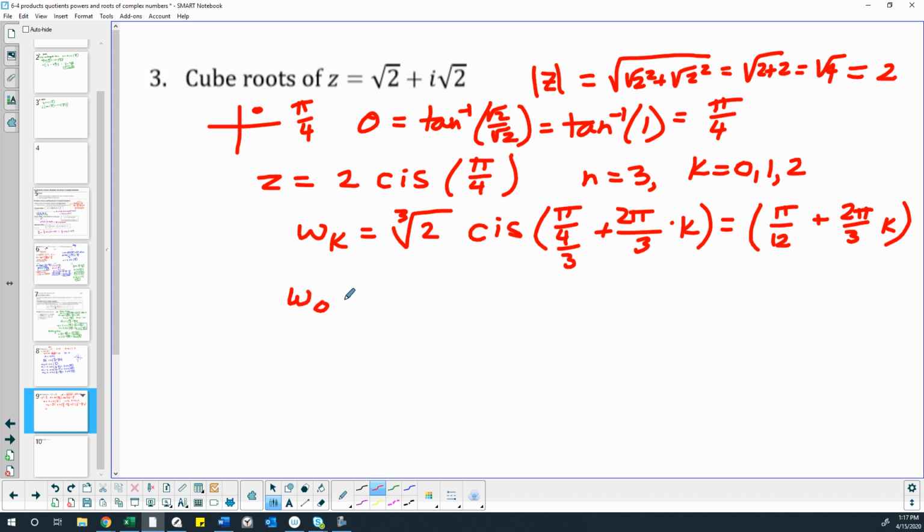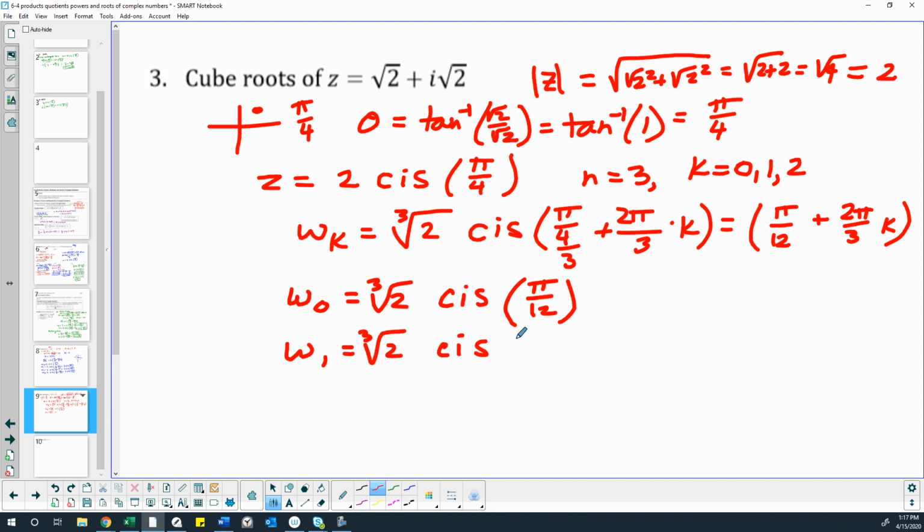So w sub 0 is going to be the cubed root of 2 times the cosine plus i sine of pi 12. And then w1 is going to be the cubed root of 2 times the cosine plus i sine of pi 12ths plus 2 pi thirds. So let's multiply that by 4 to get a common denominator. So 8 pi 12ths plus 1 is 9 pi 12ths. That 9 pi 12ths would reduce to 3 pi 4ths.